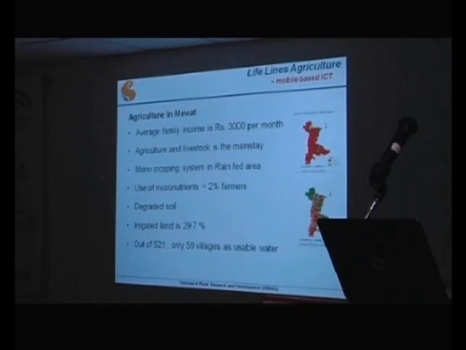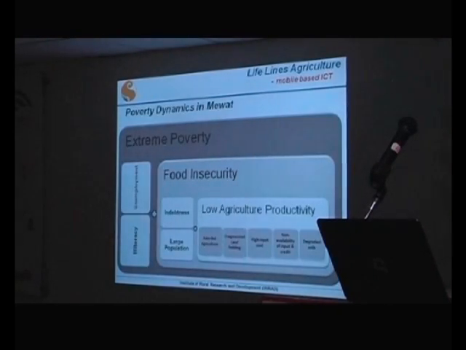Now I come to the program. We started Lifeline Agriculture in 2008, where the farmer records their queries and gets an answer within 24 hours. The objective of starting this project is to increase the knowledge of the farmer and to provide a doorstep solution to the farmer, because the extension services in the area are very poor, and since it is a very backward area, the other infrastructure facilities are also not very good.